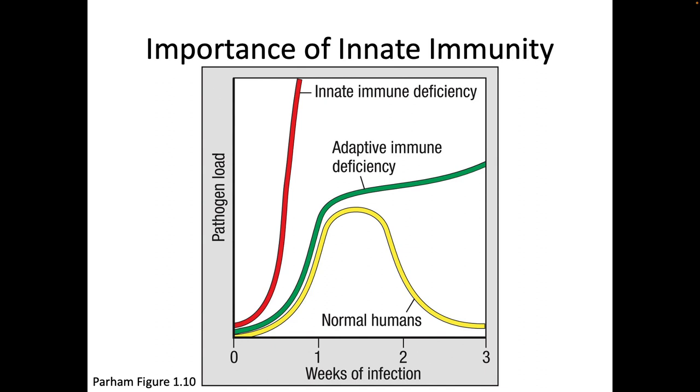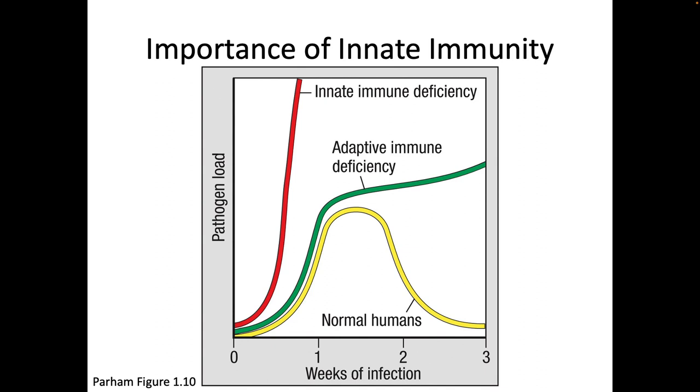But what you can see is that in those individuals who are in the green line, microbes are able to reproduce, but they don't reproduce exponentially forever, indefinitely. They do eventually get stopped in terms of their increase, but they never get cleared in those individuals. Those individuals might have those microbes reproducing in their body forever instead of actually having the immune system get rid of them.